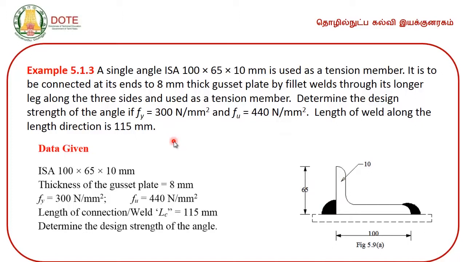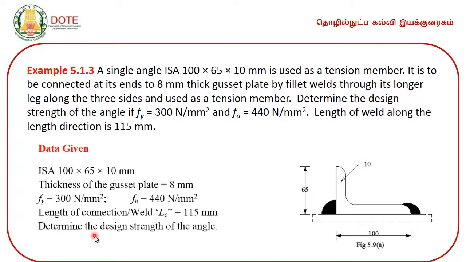And we are asked to calculate the design tensile strength of the angle, and the mechanical properties of the material are given. Length of the weld along the length direction is given as 115 mm. This is nothing but the length of connection, and these are all the data given.